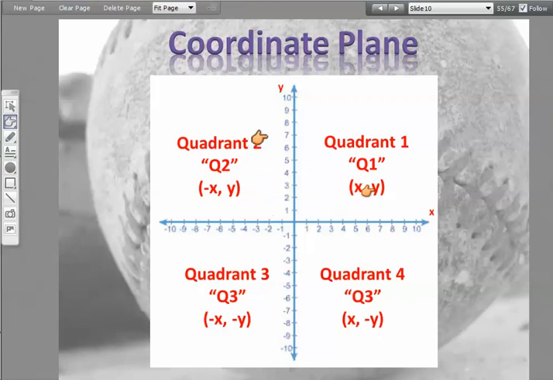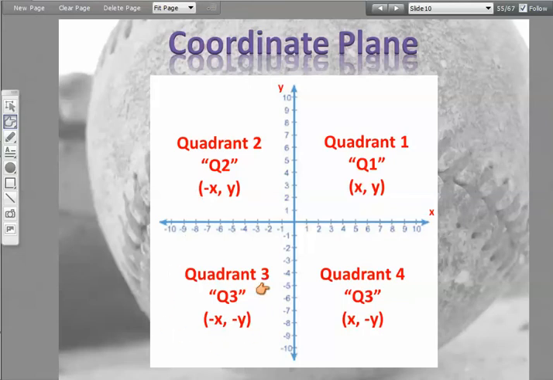Now I'm going to move to the upper left corner, and I have quadrant 2. And I put these in quotes. That's how I identify them. Okay, Q1, Q2, quadrant 1, quadrant 2. Notice when you're in quadrant 2, your x's are always negative and your y's are always positive.